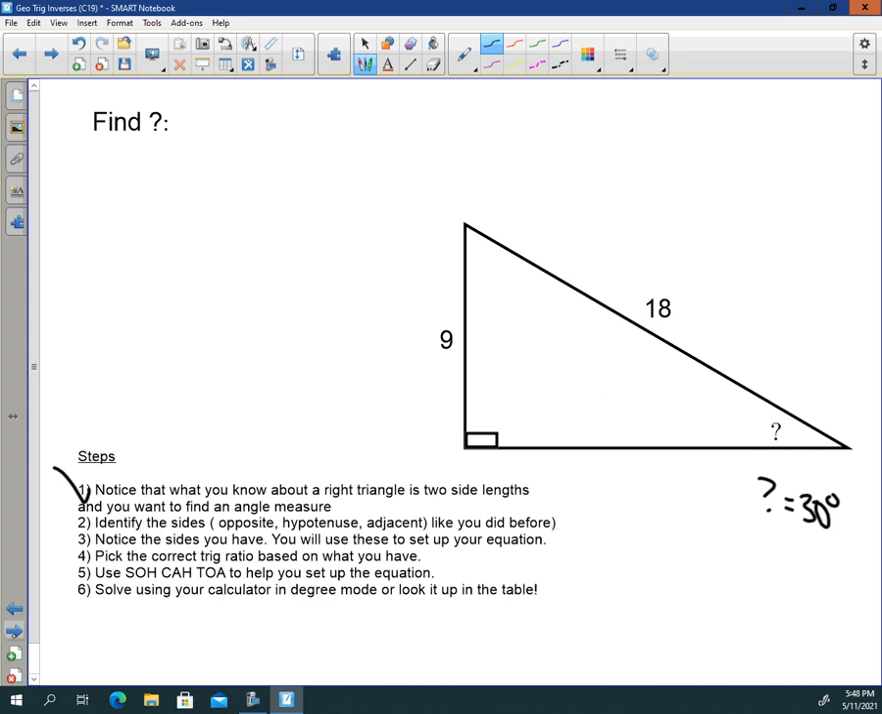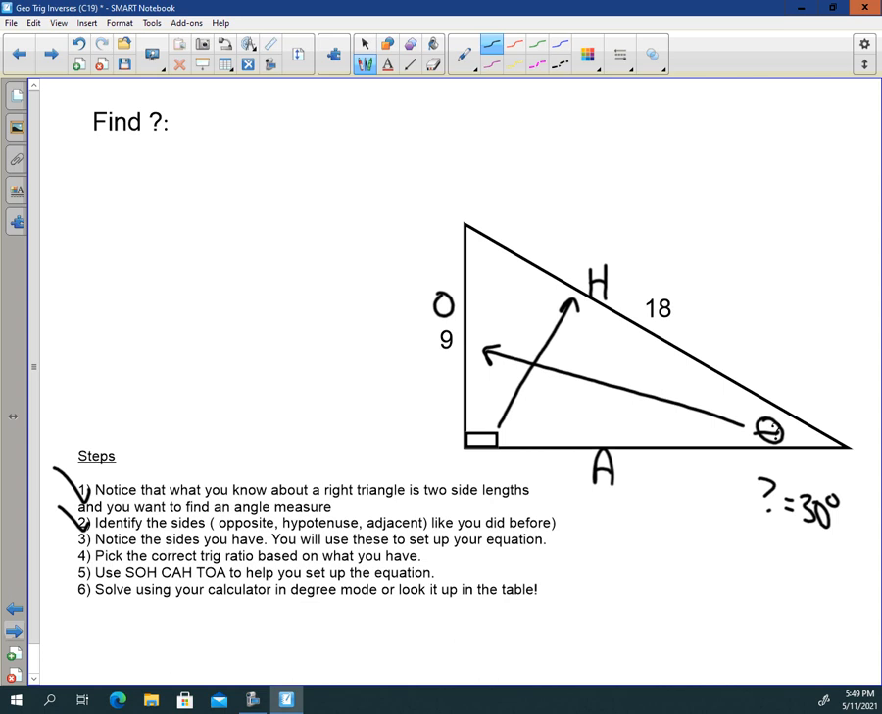So now we're going to identify the sides. Now this is familiar. This is where this question mark comes in, and we might just as easily call it theta because that's what we're trying to figure out. Opposite theta, just like before, is over here. The hypotenuse is over here, and the adjacent is over here. So labeling the sides is exactly the same. So then let's notice the sides that we have.